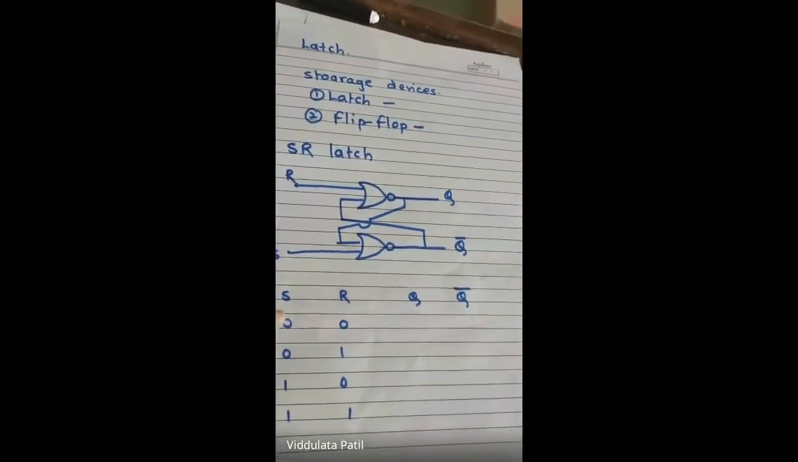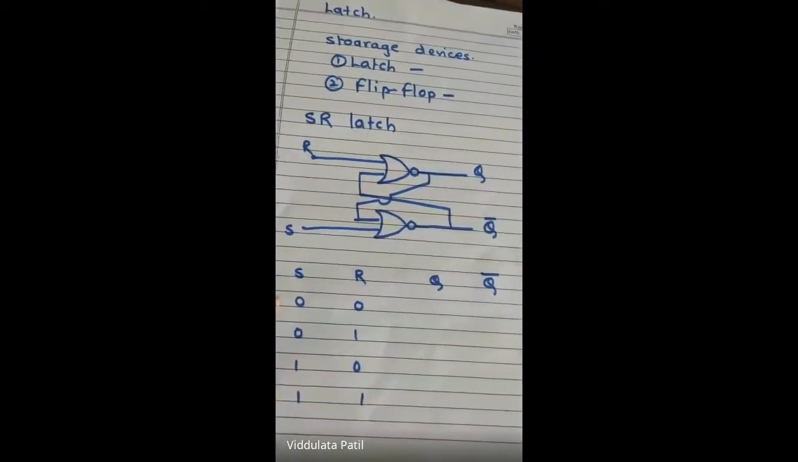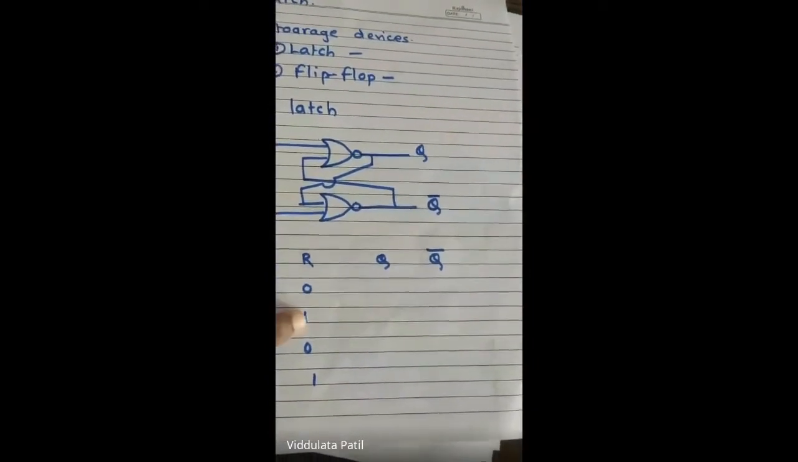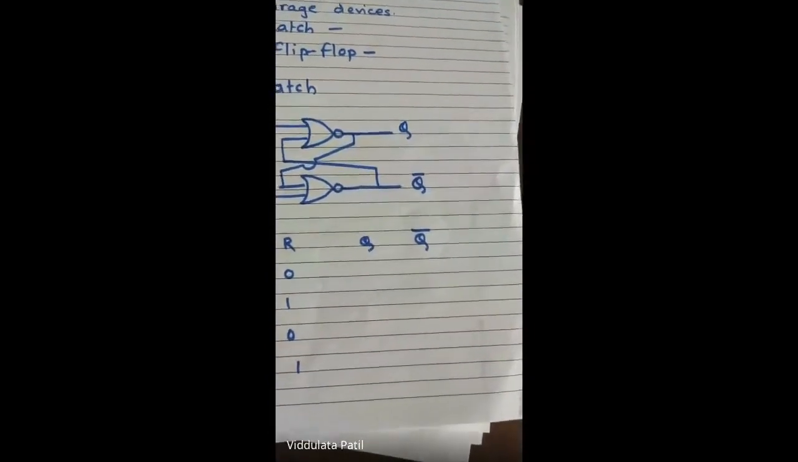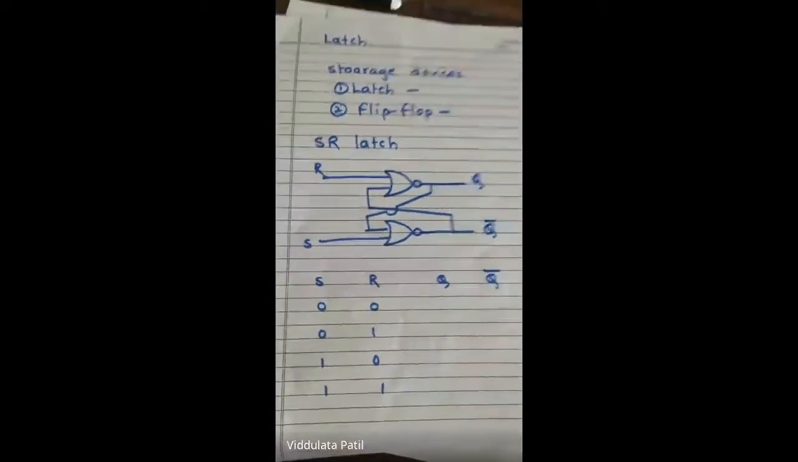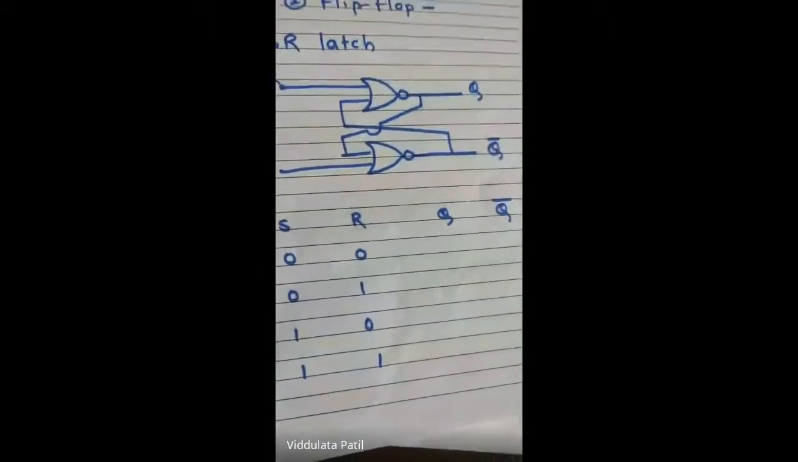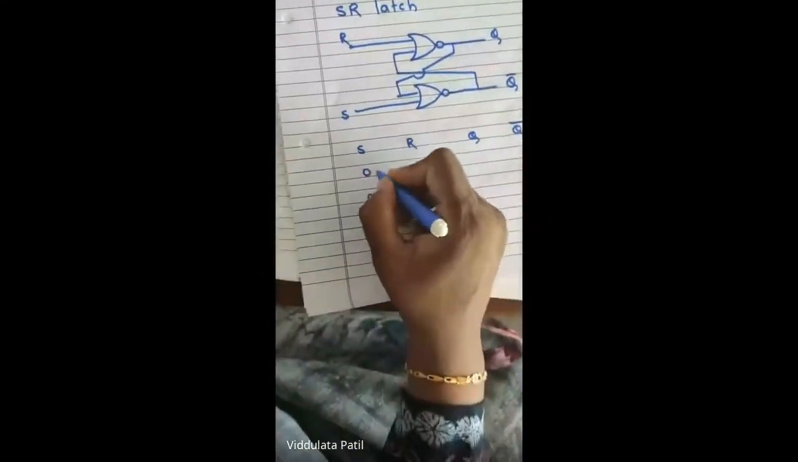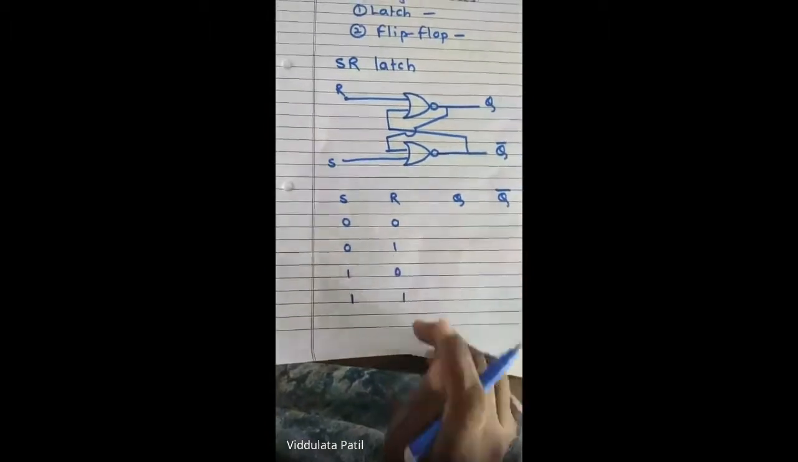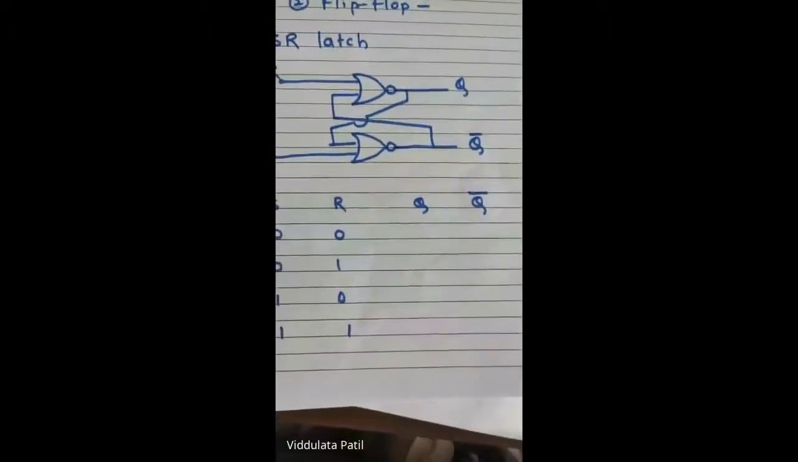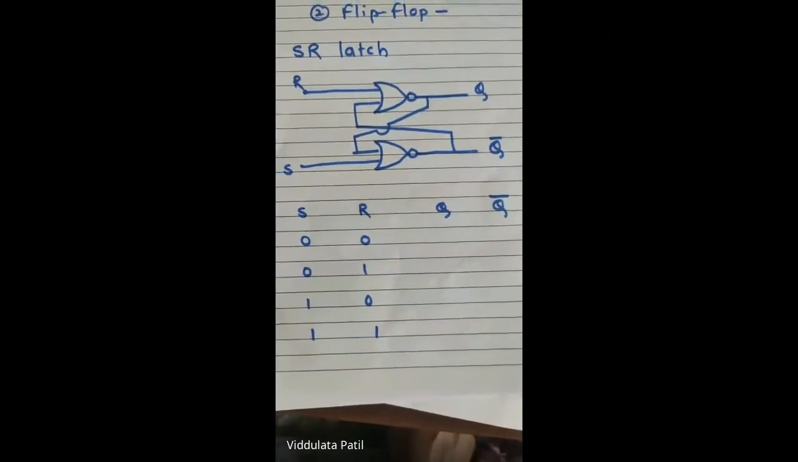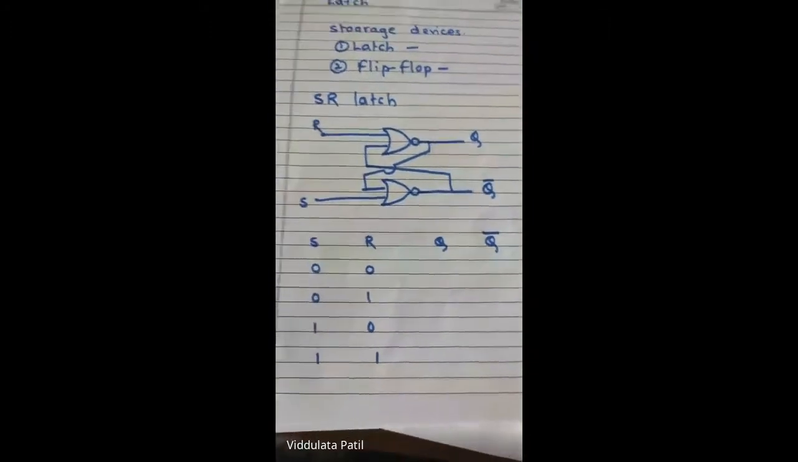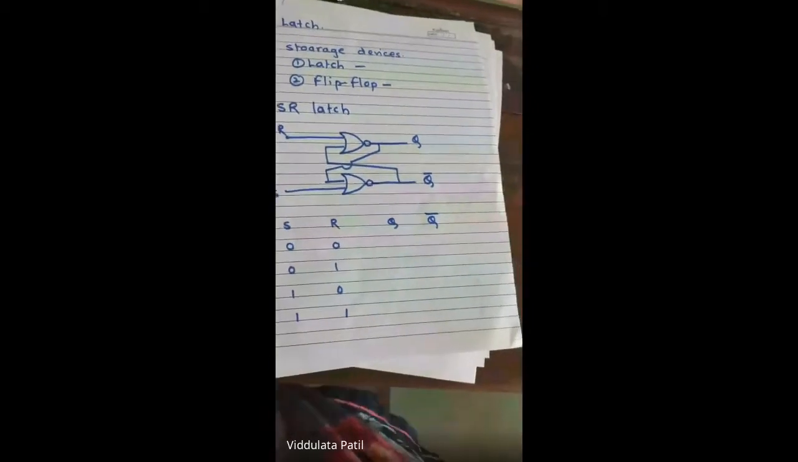So 0 0, S will be 0, R is 0, or S is 0, R is 1, or S is 1, R is 0, or both are 1 1. Okay. So now, can anybody tell me what will be Q and Q bar for 0 0? If S is equal to 0 and R is equal to 0, what will be the output? There are two outputs, Q and Q bar.